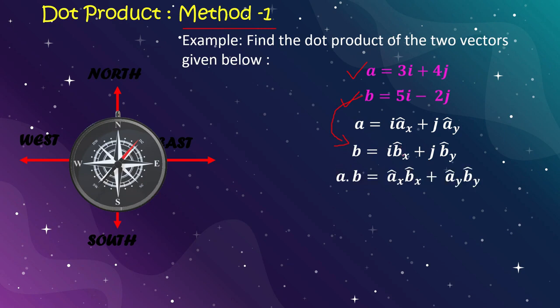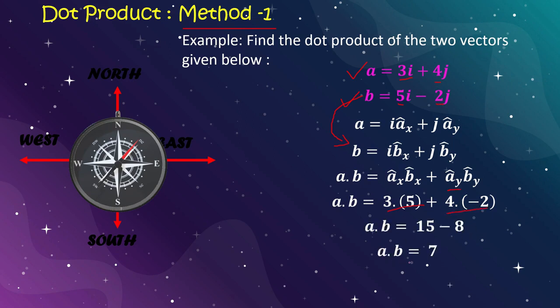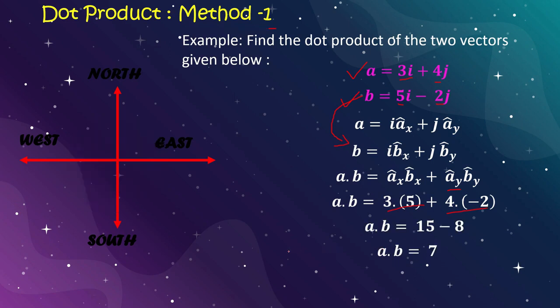So, the dot product of these two will be taken with the direction components, where i square will become 1. So, ax into bx plus ay into by. ax is 3, bx is 5, so it will be the product of 3 and 5. ay is 4 and by is 2. So, if we solve it, we will get the dot product as 7. This is one method of finding out the dot product.